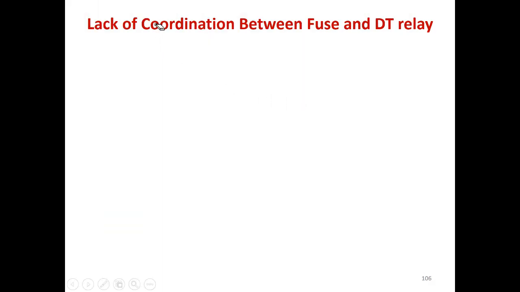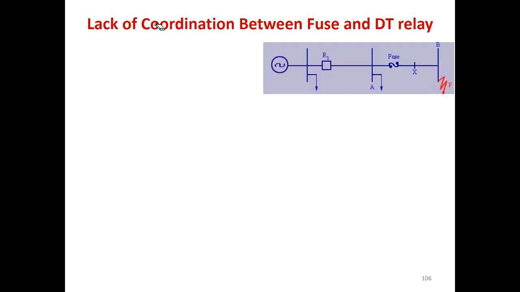Sometimes the coordination becomes a problem: the definite time relay is unable to coordinate with a fuse. Let us see it. Lack of coordination between fuse and definite time relay. Let us say we have a relay here, R1, which is giving backup to this fuse. This fuse is protecting against any kind of fault beyond X, right?